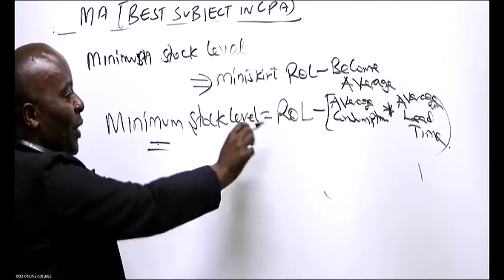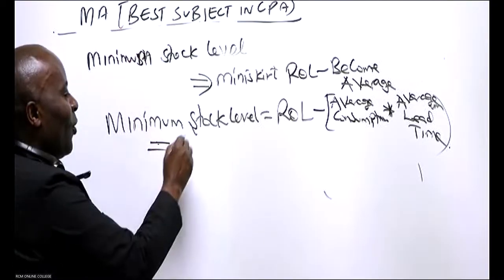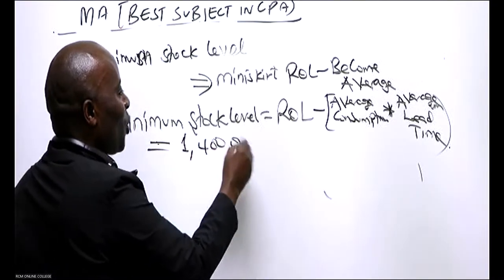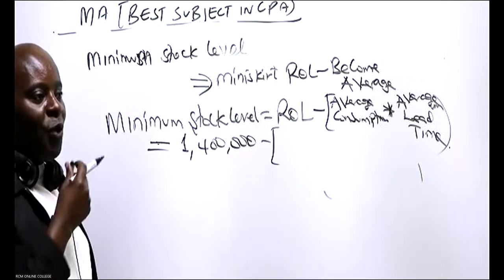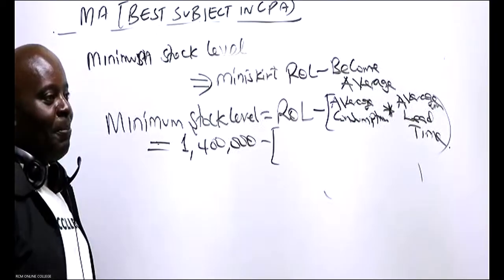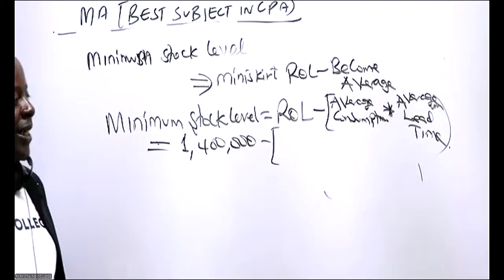Is there somebody who is able to remember the roll figure, the one we got up there? 1.4 million. So this 1.4 million minus, into brackets, what do we have? Average. Great.